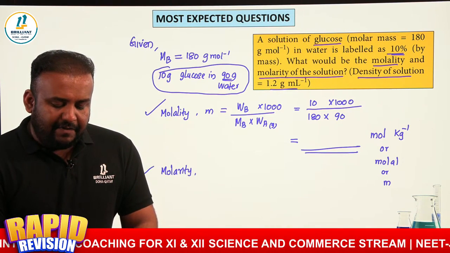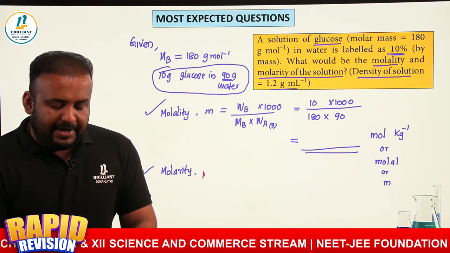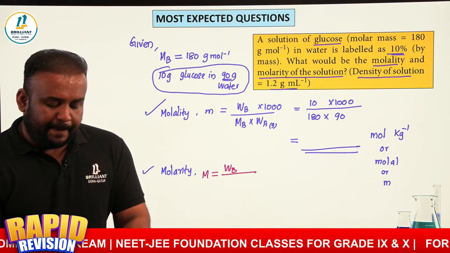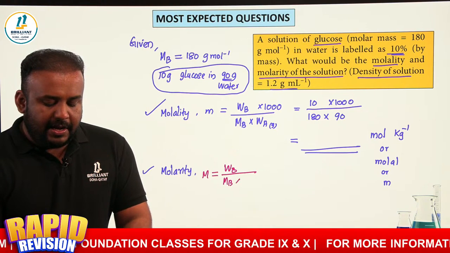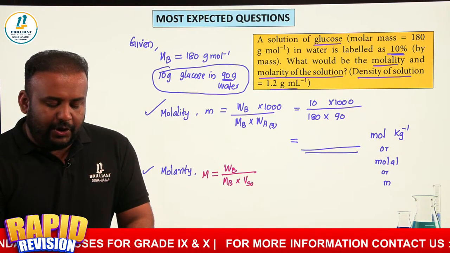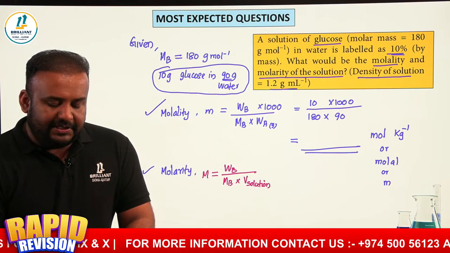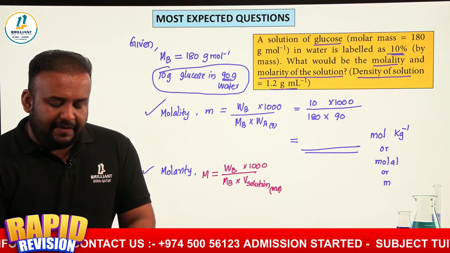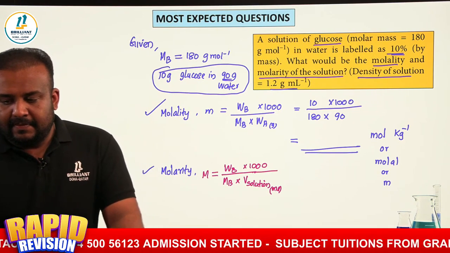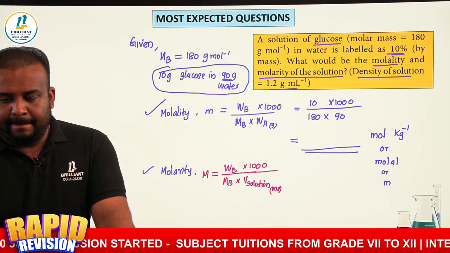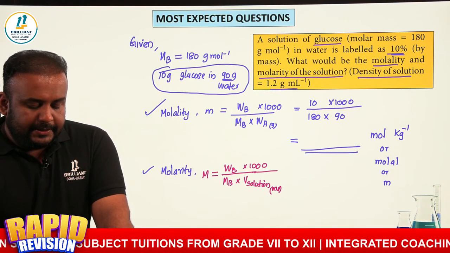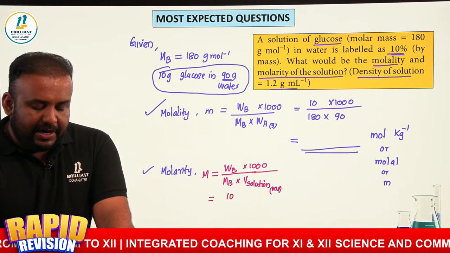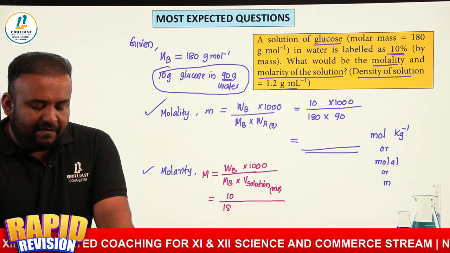Let's calculate molarity. What is the formula for molarity? Capital M is equal to WB divided by MB into volume of the solution. Volume of the solution in ml or liter. If it is ml, just multiply here with 1000. Is that clear? So, what is WB? The mass of the solute divided by what is the molar mass?